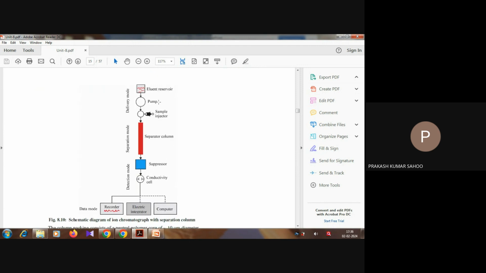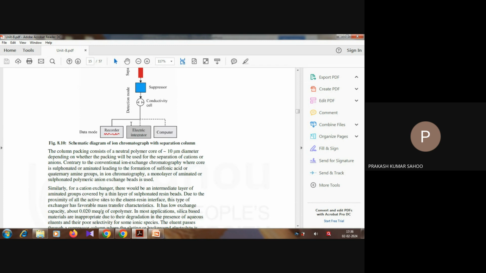So here this is the reservoir, this is the pump, and here the sample is injected. This is the delivery mode, and here the separation column is here. When there is separation, it is detected after the suppressor, and now it is in the conductivity cell, and with the application of some electrical energy, we have the required separation of the components in a mixture.